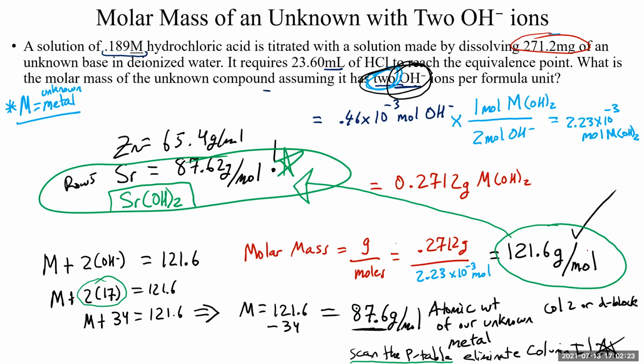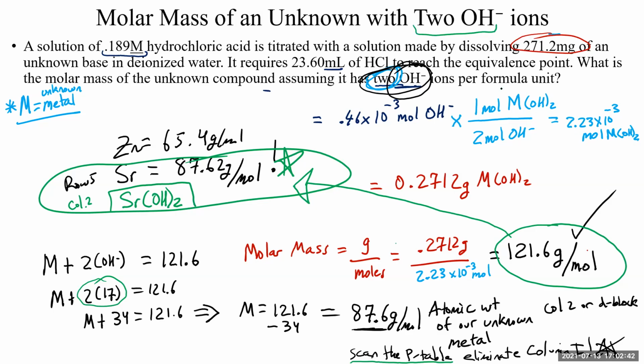It would have to be either column 2 or D block. What do you know? It turns out to be a column 2 alkaline earth metal. So there, we figured out the molar mass and the identity of an unknown compound, but this time with 2 hydroxide ions.